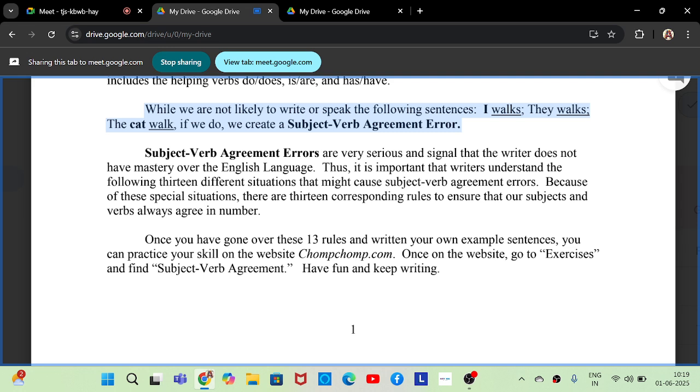What is the correct answer? The cat walks. The cat walks is the correct answer. Very good. So subject-verb agreement errors are very serious and they signal that the writer does not have mastery over the English language. So if you are making a mistake in the subject-verb agreement, okay.